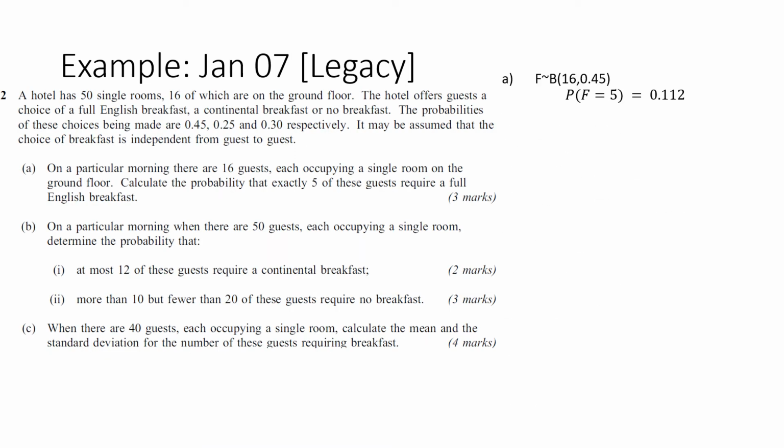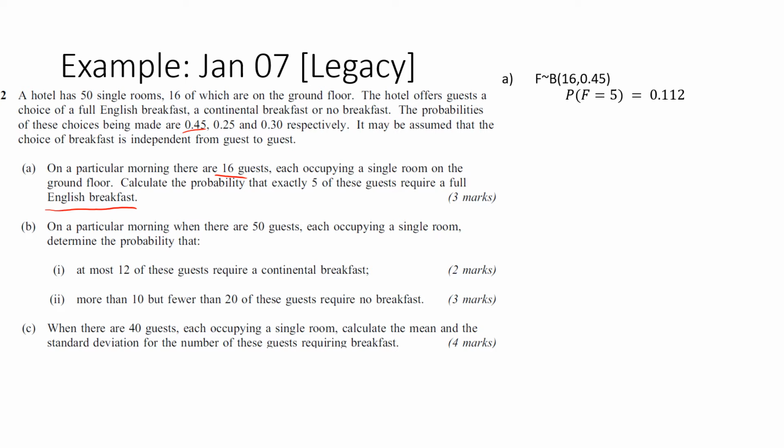So here's a question, and I've already illustrated the first answer. So it refers to English breakfast. English breakfast is the first probability listed. So for a sample size of 16, you define your distribution as 16 and 0.45, the 0.45 because of the English breakfast. Exactly 5, so BPD 5 using 16 and 0.45 as your parameters will generate the probability you require of 0.112. You can also do that in BCD, 5 lower, 5 upper as well.